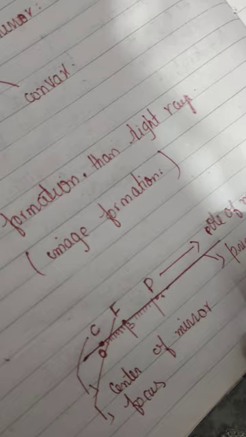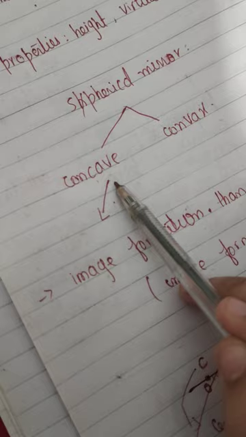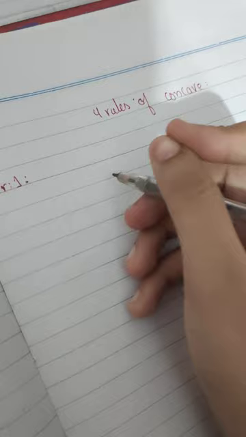For the formation of the concave image, we have four rules. We are going to discuss four rules of concave in this video. The first rule: I am telling you the statement and drawing the diagram, that the ray of light is parallel to the principal axis. Let us draw that.